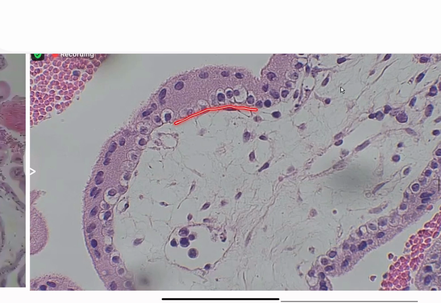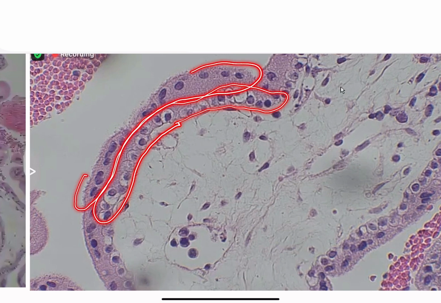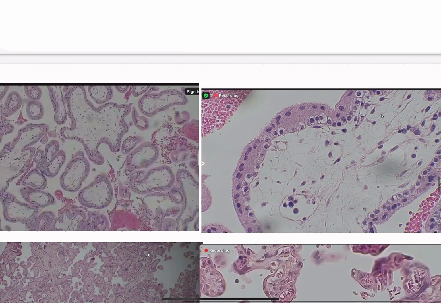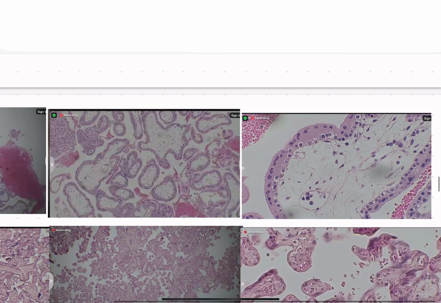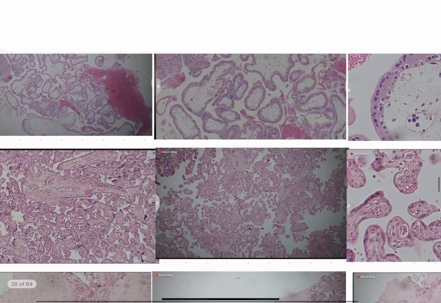But here you can see this inner layer being a lot lighter in the new placenta, this being the cytotrophoblasts, and the outer layer being a lot darker, the syncytiotrophoblasts. Also, these two names you have to know. But again, these are also signifiers of the new placenta as well. Compare it with old placenta.